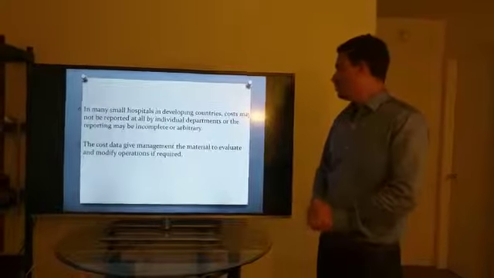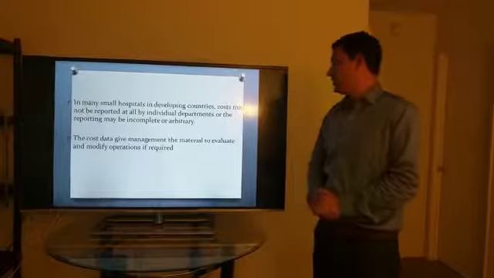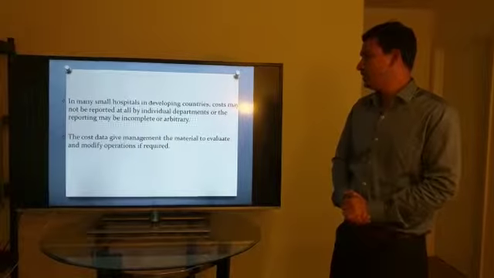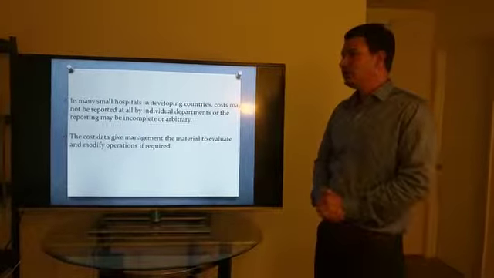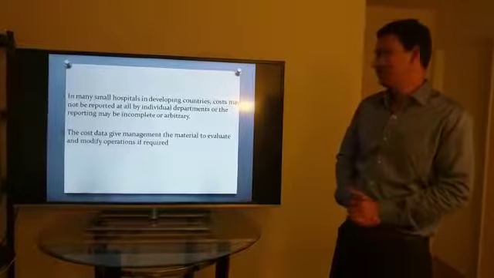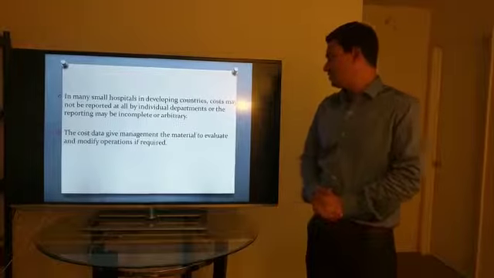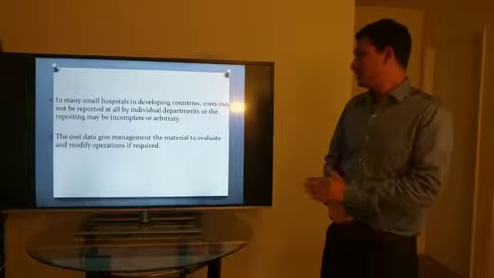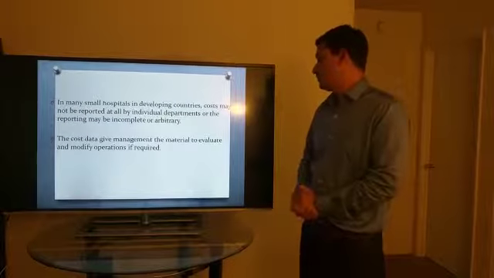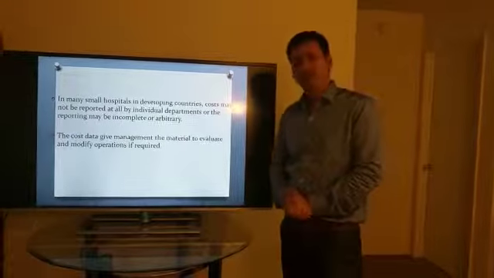In many small hospitals in developing countries, costs may not be reported at all by individual departments, or the reporting may be incomplete or arbitrary. Usually the records are not found in small hospitals in developing countries, so they may not be accurate. The cost data is very important for management to evaluate and modify the operations if required.